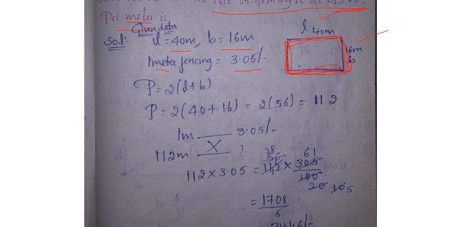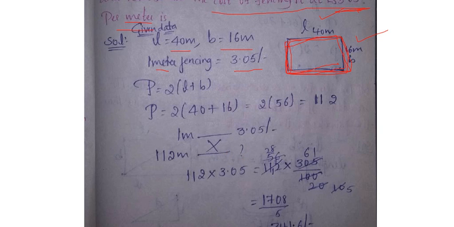Now can't we find out the cost of that? Easily we can find out. How? They gave us a hint: for 1 meter it costs 3.05 rupees. Then we have found out the perimeter. Now how much did we get? 112 meters. So for 1 meter 3.05 rupees means for 112 meters how many rupees? Then what should you do? Cross multiplication. Understood this point?